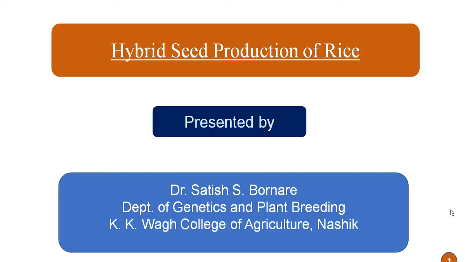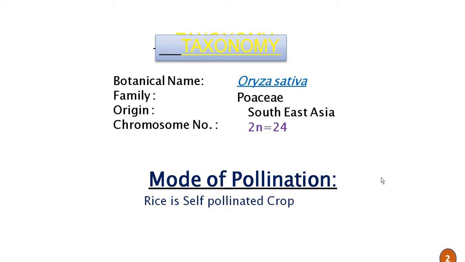Today we are going to learn the topic hybrid seed production of rice. So let us see first the taxonomy of rice. The botanical name of rice is Oryza sativa, family Poaceae, and this rice originated in Southeast Asia region and has chromosome number 2n = 24, and the rice is predominantly a self-pollinated crop.